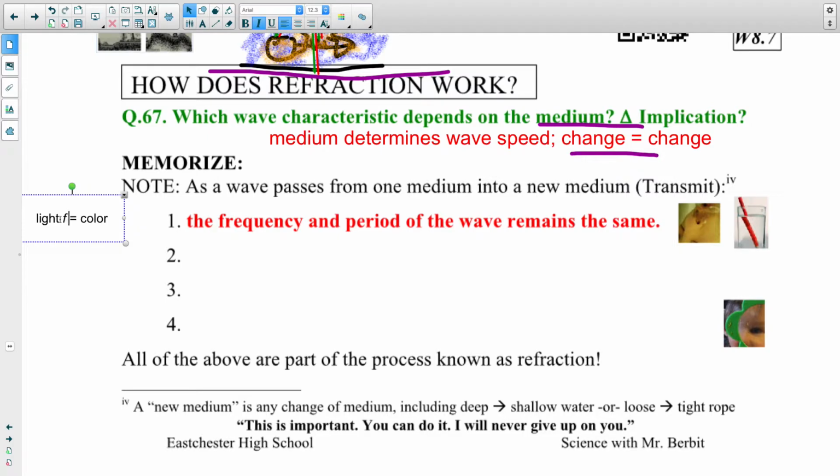So it's not really a great test, but light frequency equals color. A simple way to try to remember this is basically put something in the water. Does it change color? You're in a new medium now. Did the straw look a different color when it was in the oil or the water or the air? And the answer was no. The color stayed the same. So a nice way to help you remember that: color is frequency, so frequency stays the same.